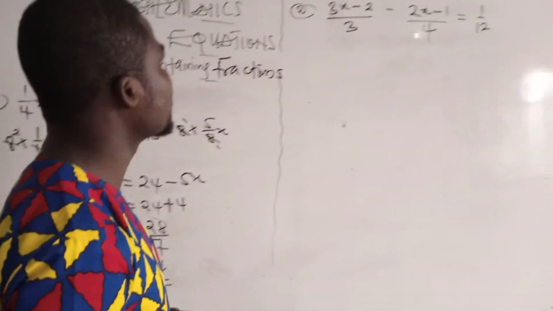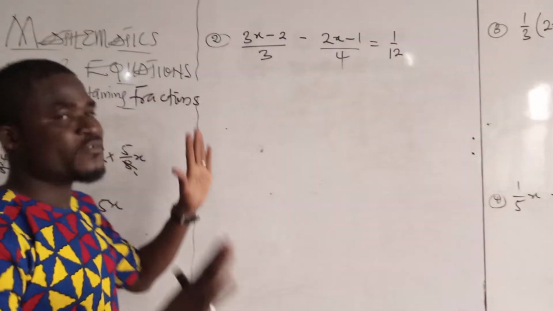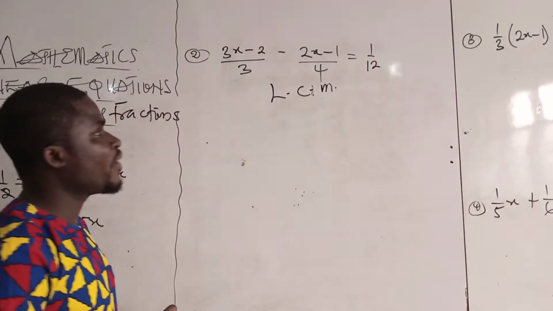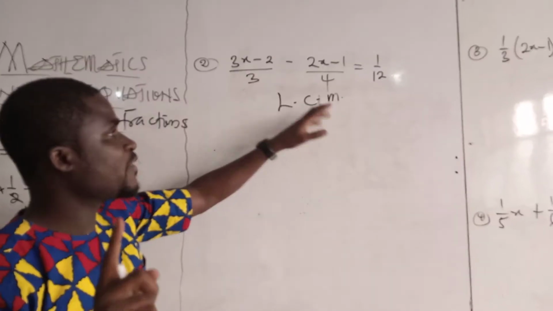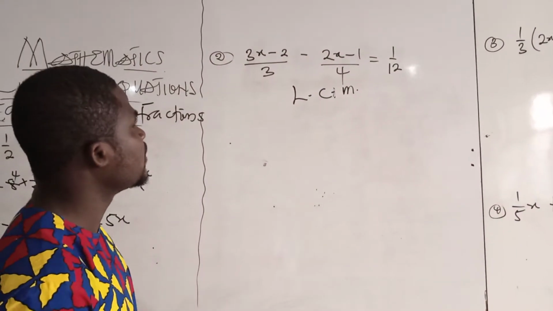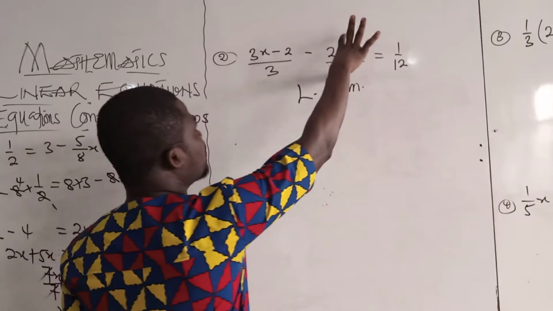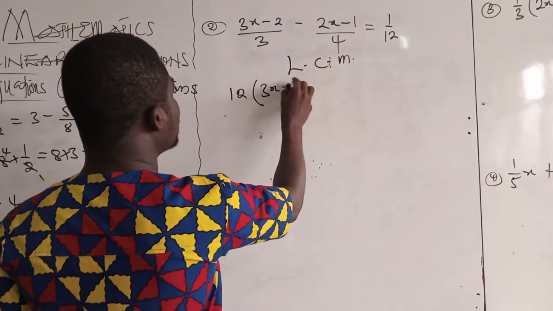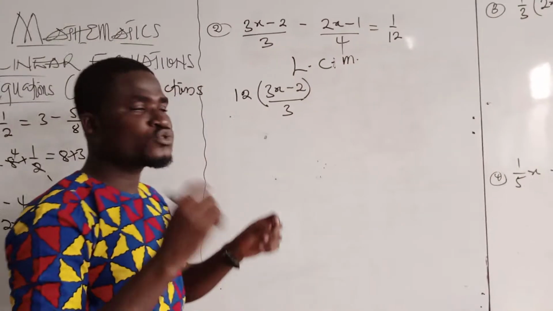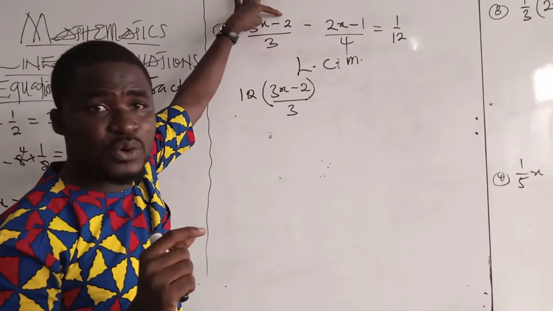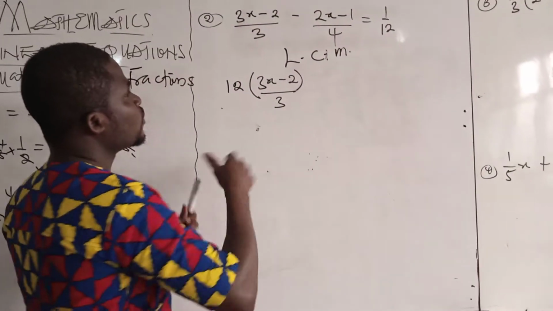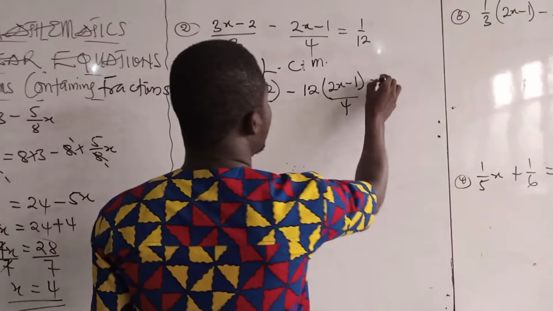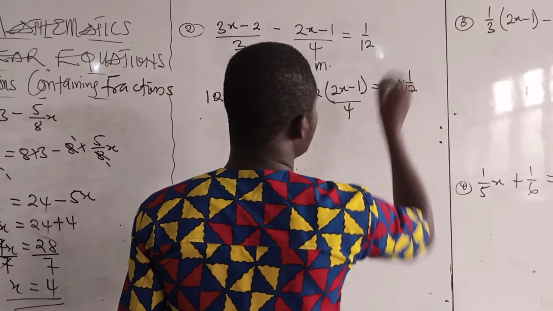Let's try our second example. Now the same procedure. Our first step is to find the LCM. Find your LCM, okay? Good. Our LCM is what? 12. The least common multiple is 12. Now use the LCM to multiply this fraction and this fraction. So we are going to have 12 into brackets 3x minus 2, all over 3. Please try and put this fraction in brackets. Okay? Very necessary. Minus 12 into brackets 2x minus 1 all over 4 equals 12 times 1 out of 12.